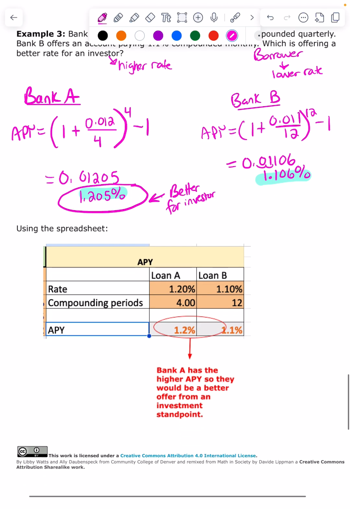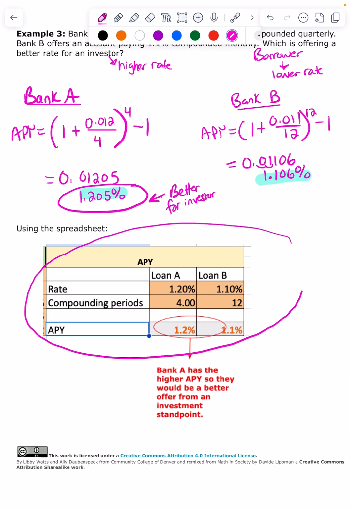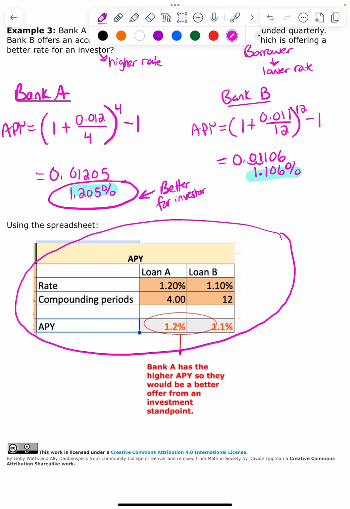And of course, there's a spreadsheet for this one as well. And you can see that we come up with, I rounded a little differently in that spreadsheet, but same answers.